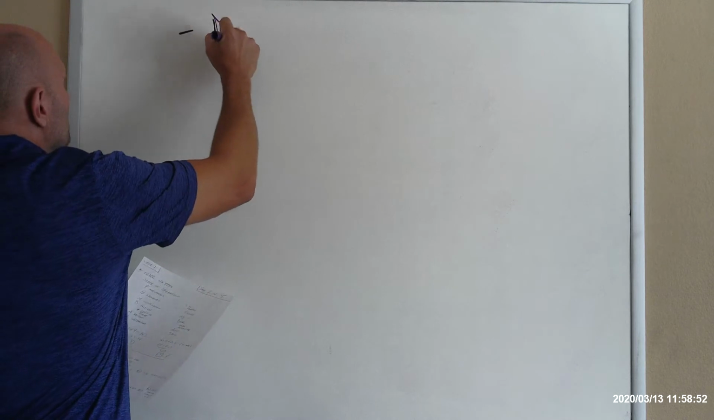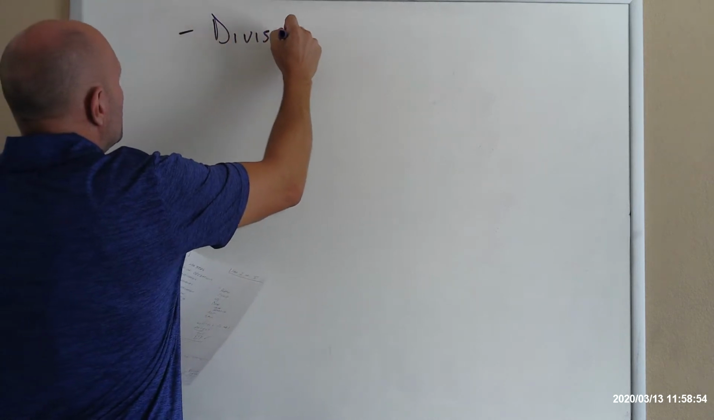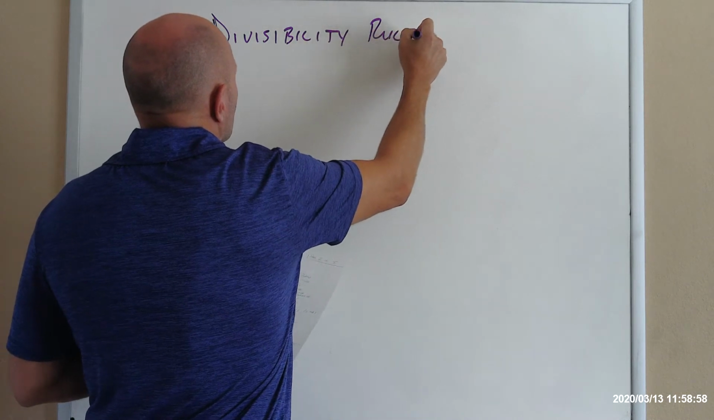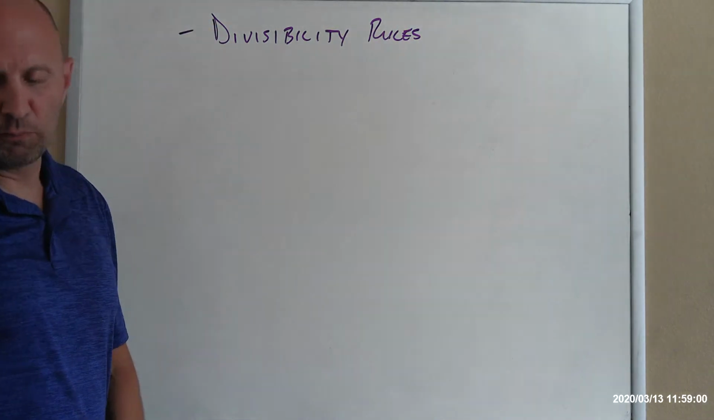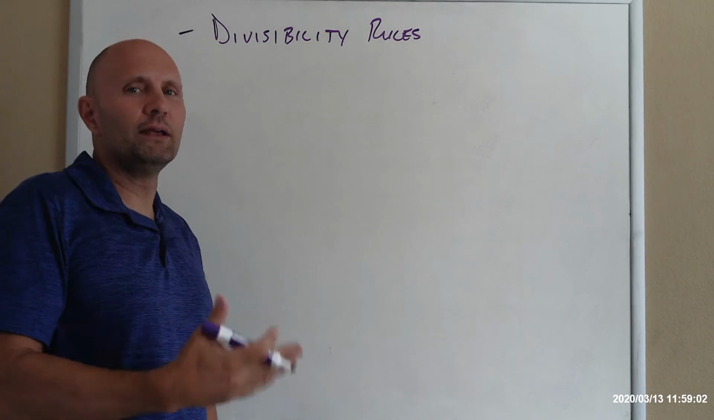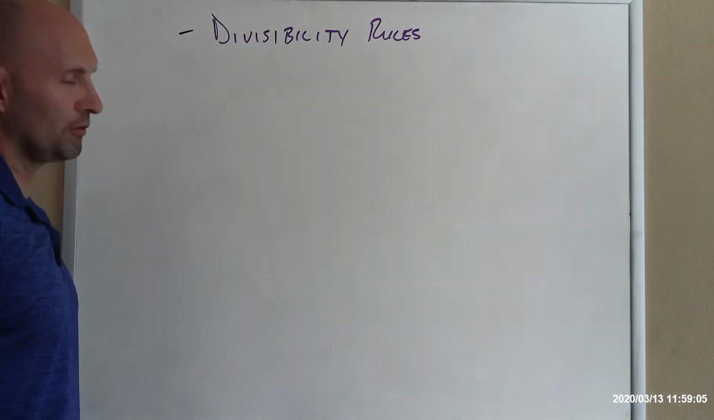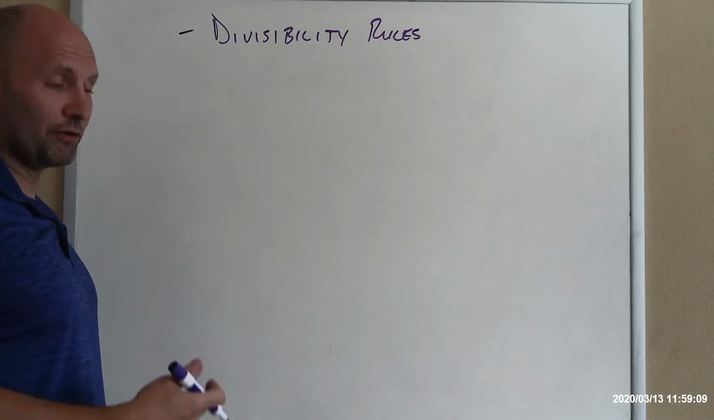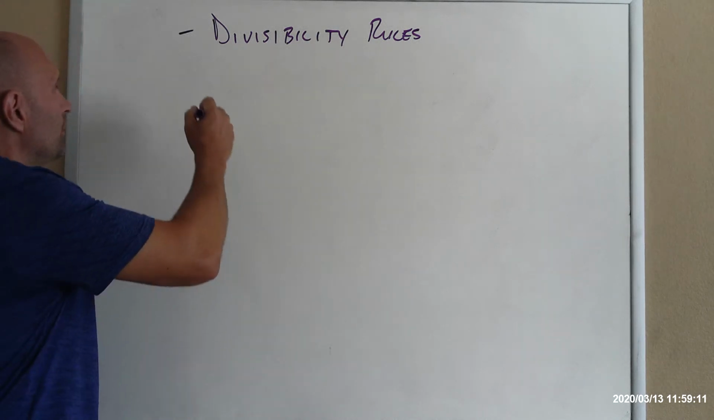So the first thing we're going to look at is the divisibility rules. This gives us a little bit of a shortcut as to, is a number divisible by another number? So we were talking about factors. This is a way that you can figure out, is a number a factor of another number.